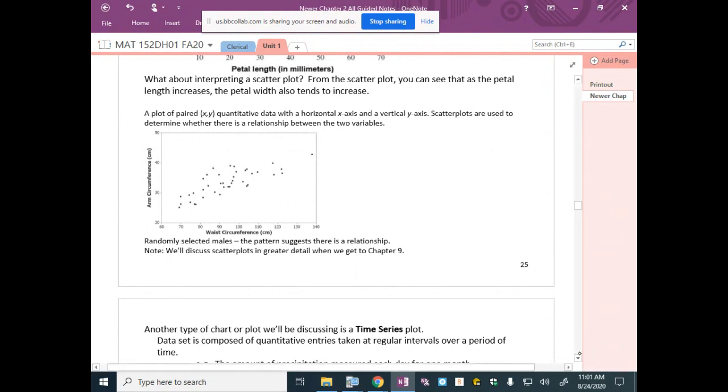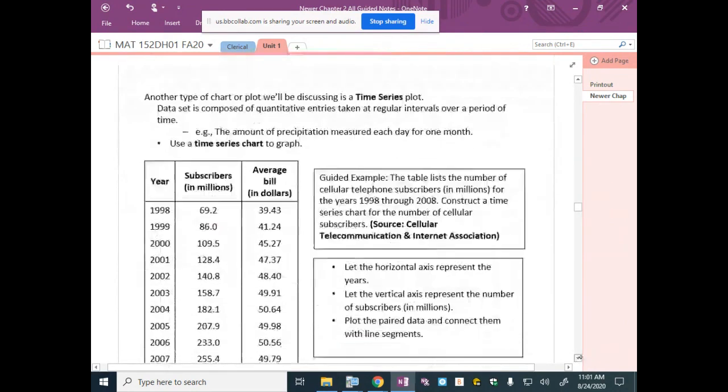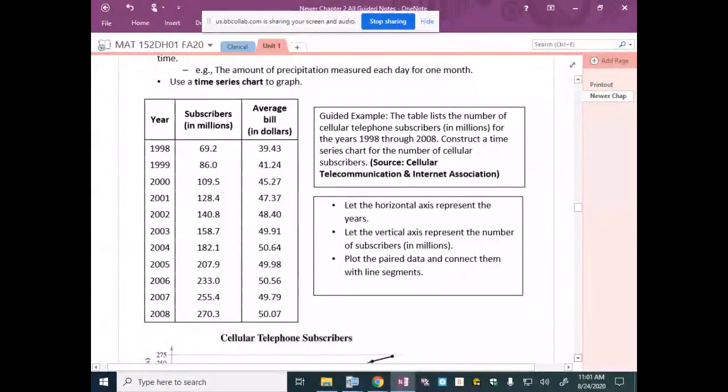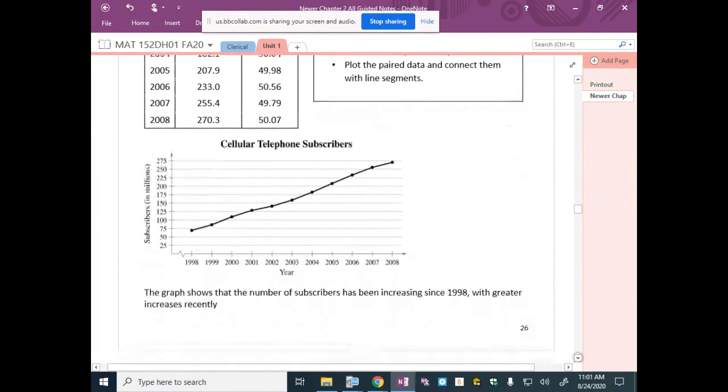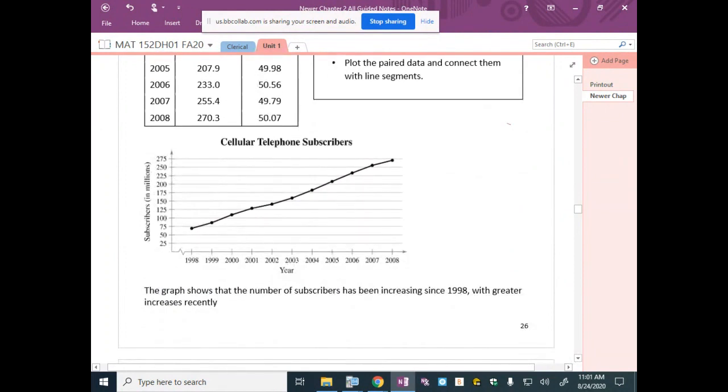Time series is basically another scatter plot, but with data over time. You know, cellular subscribers and the average bill in dollars. And it goes to show that the number of subscribers has been increasing rapidly since 1998.